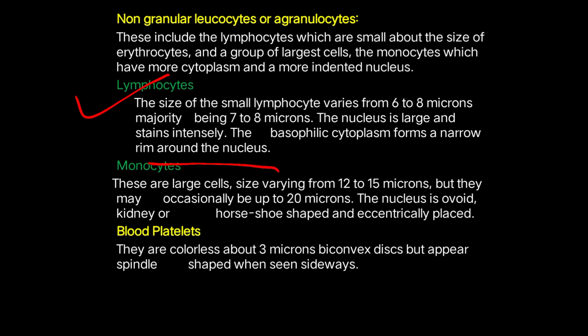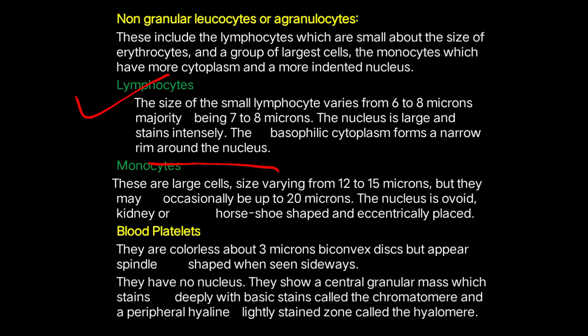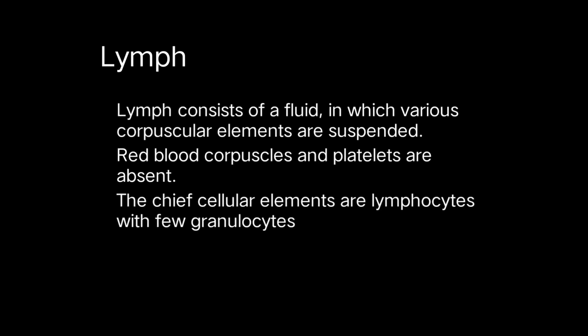Then blood platelets, they are colorless, about 3 micron biconvex discs, but appear spindle shaped when seen sideways. They have no nucleus. They show a central granular mass which stains deeply with basic stains called the chromomere, and its peripheral hyaline, lightly stained zone called the hyalomere, which is found in the platelets.